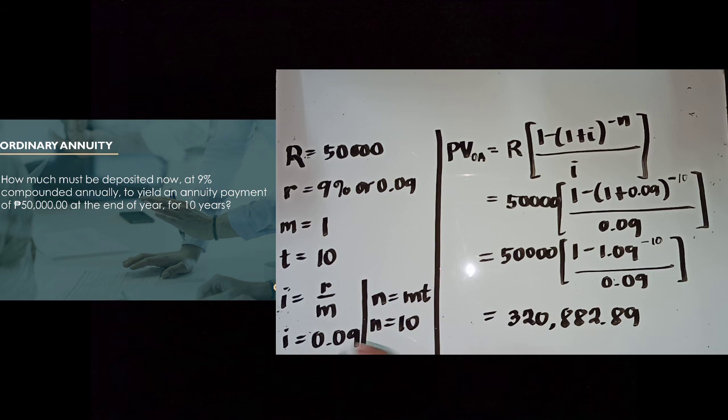So this is the value, or this is the present value of ordinary annuity. Ibig sabihin po, para makakuha ka or makatanggap ka ng 50,000 pesos annuity payment, kailangan mag-deposit ka ng 320,882.89. Okay? So now, the value of our present value is equal to 320,882.89 pesos.